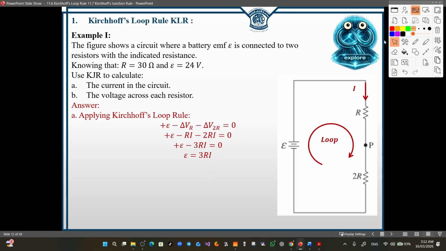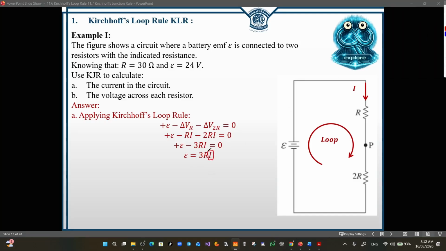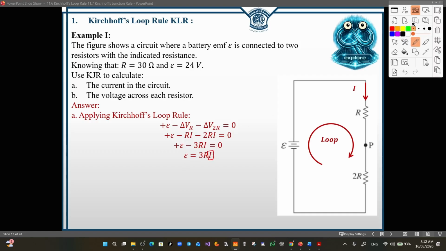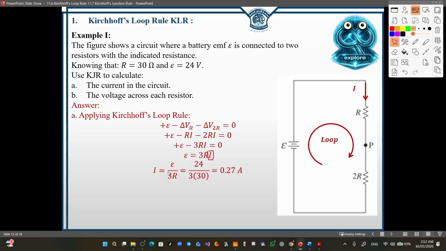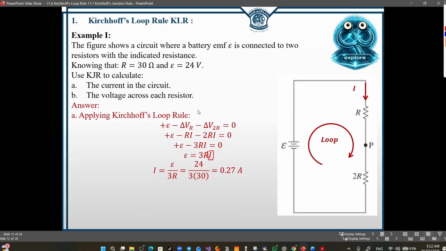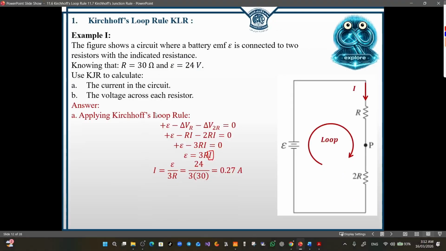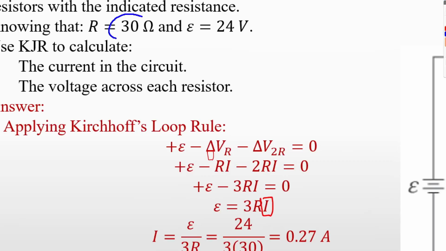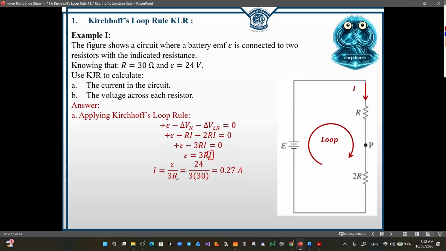Now remember that we are interested in finding the current, so we move everything else to the other hand side. And it becomes I equals electromotive force over 3R. The electromotive force is given by 24, and 3 times R, with a single R given by 30, and the answer would be 0.27 amps.